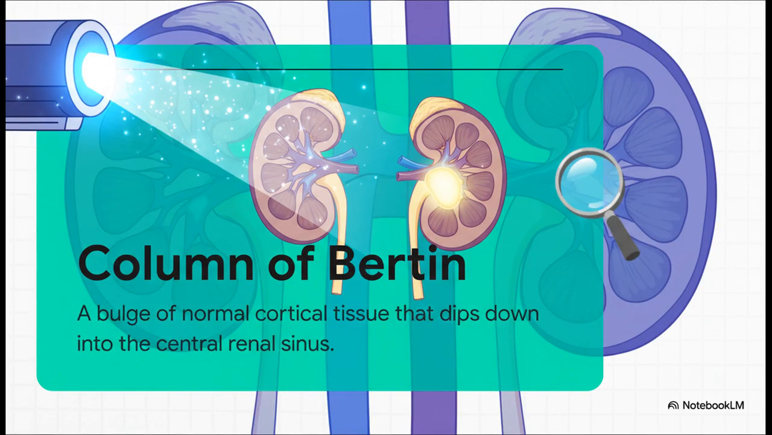Here's another classic mimic, a hypertrophied column of Bertin. So, what happens is a piece of the outer kidney tissue, the cortex, dips way down into the central collecting area, which is called the renal sinus. The absolute key to identifying it is on a scan. This tissue will light up with contrast exactly like the rest of the normal cortex. And that's how you know for sure it's not a tumor. It's just normal tissue hanging out in a slightly unusual spot.